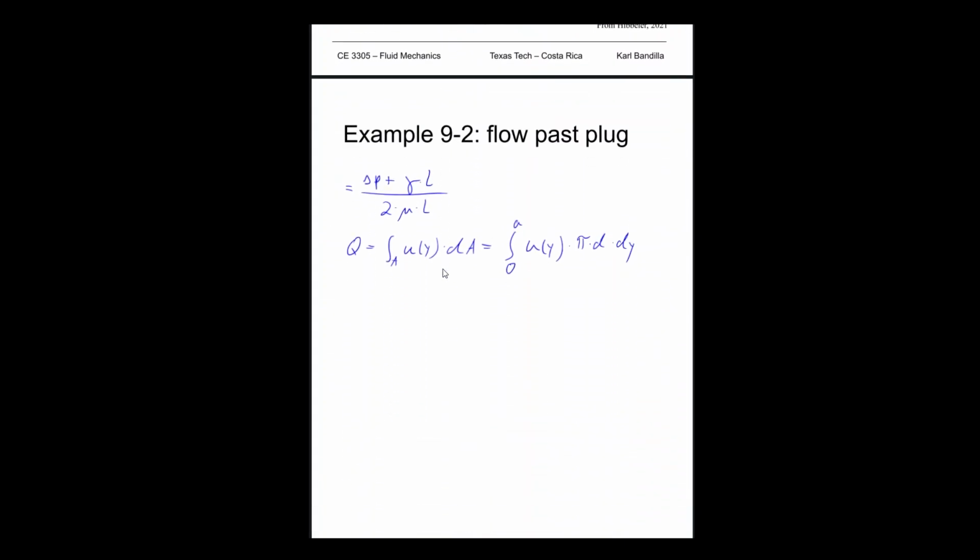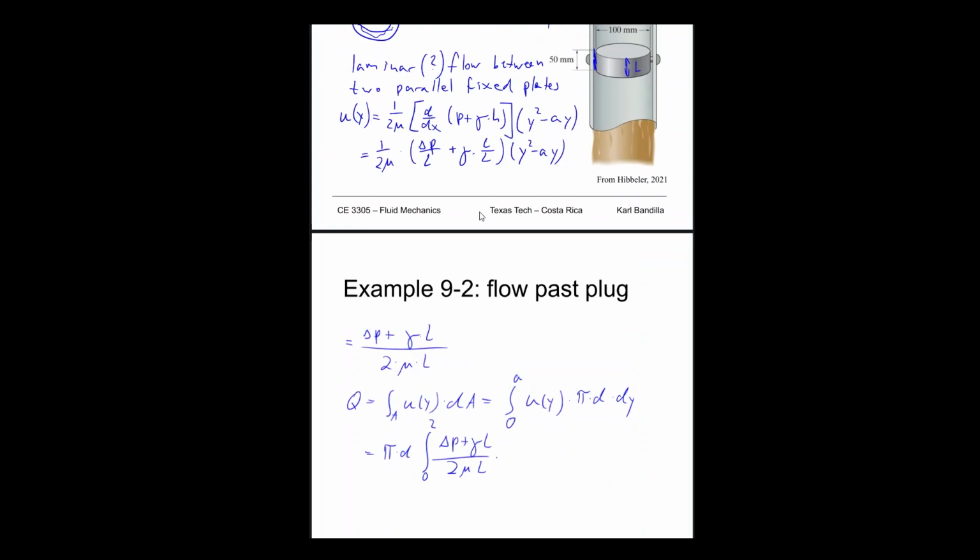All right, let's see what we can do there. We can plug in what u of y is. We'd have that up there, right? So we can already pull out the pi d, because those are constants. Pi times d, integral from 0 to a. Now u of y was delta P plus gamma L divided by 2 mu L. All of that times, we're missing our y terms up here. Oops.